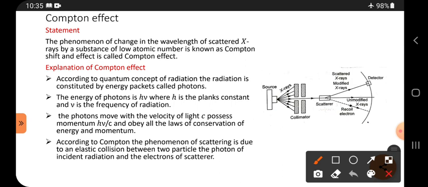And next, explanation of Compton effect. According to quantum concept of radiation, the radiation is constituted by energy packets called photons. Constituted means contains, right? Radiation contains energy packets called photons.